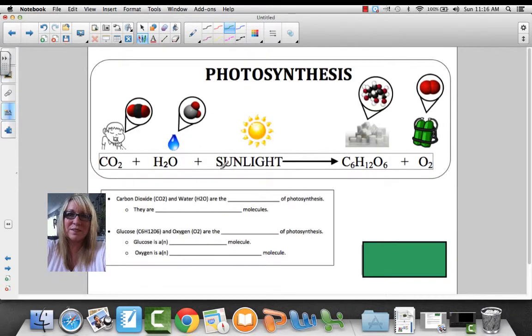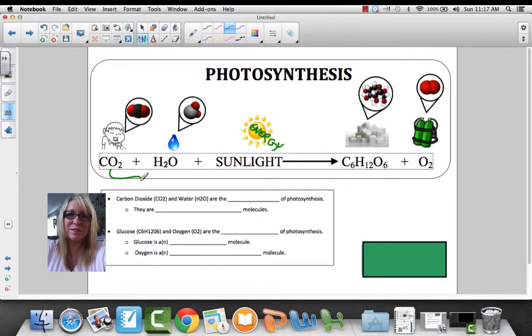So photosynthesis is a process that occurs in plants and trees by which plants take in carbon dioxide, which is what we exhale, and water. And then in the presence of sunlight, because they need energy from the sun, so this provides energy, they produce glucose, which is sugar, and oxygen.